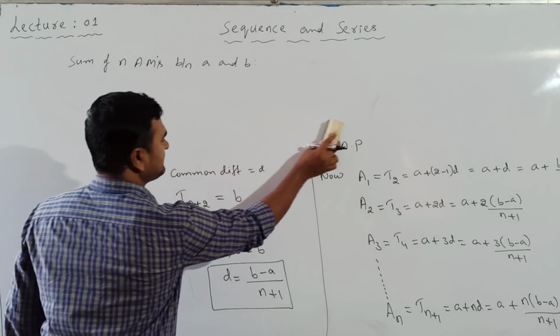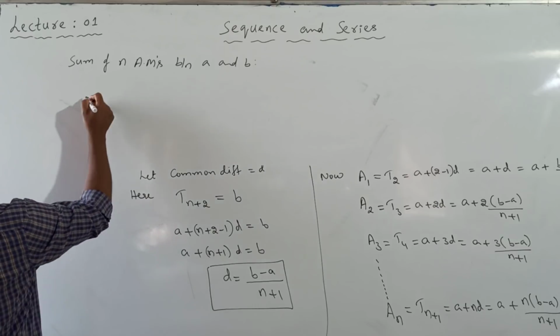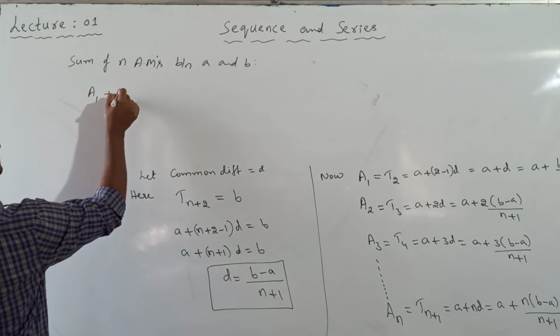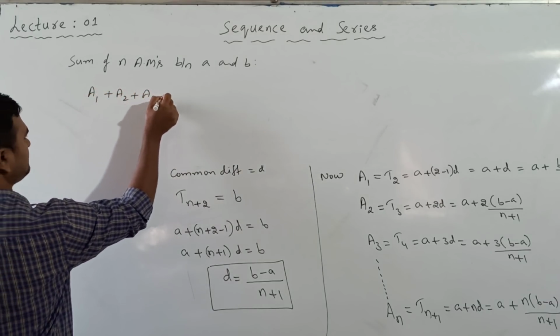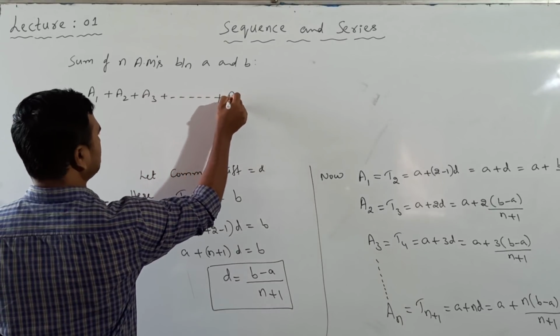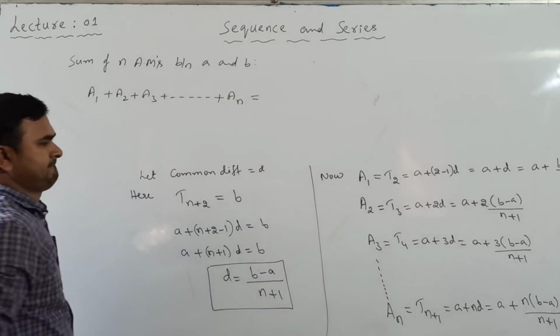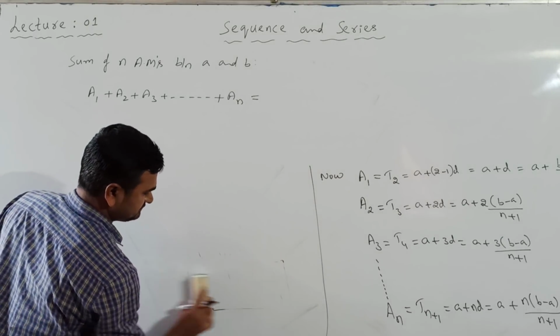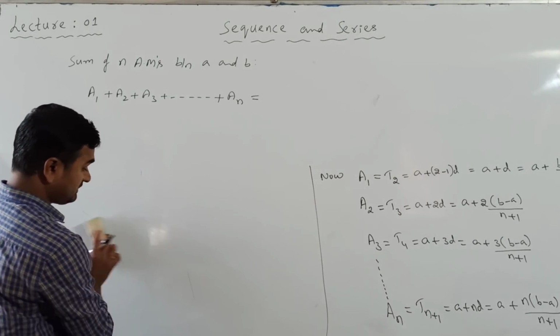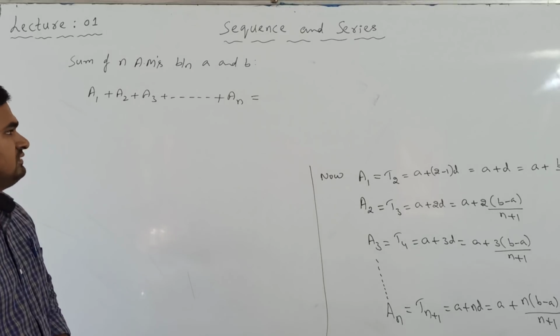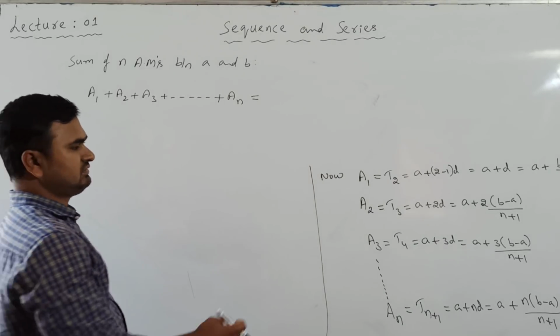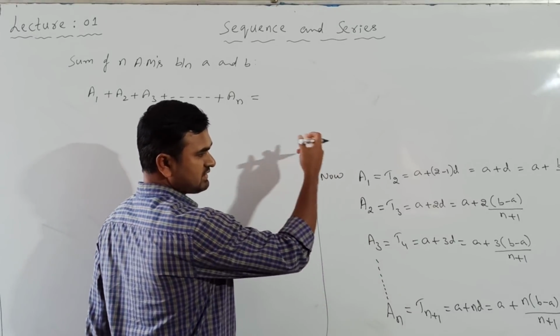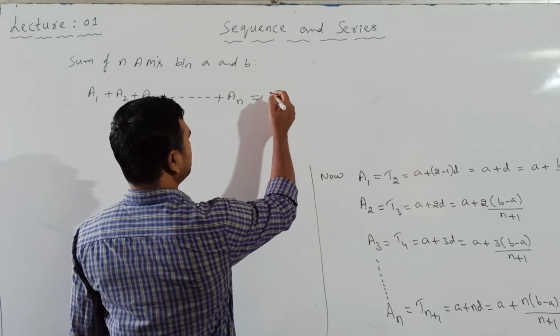Sum of n arithmetic means: we are taking A1 plus A2 plus A3 up to An. There is a formula for this also that you can remember. First we'll see the derivation, then you can remember the formula. So what is the sum? Already we know what A1, A2, A3 up to An are. Just add them.